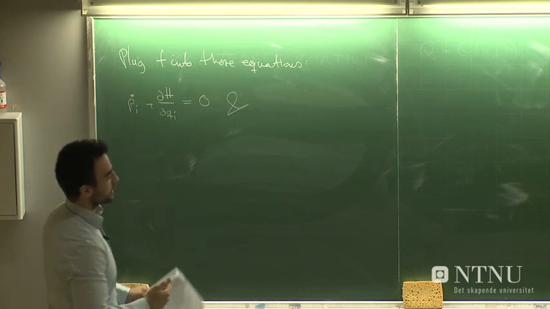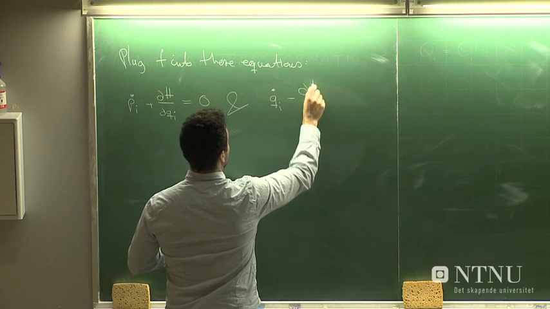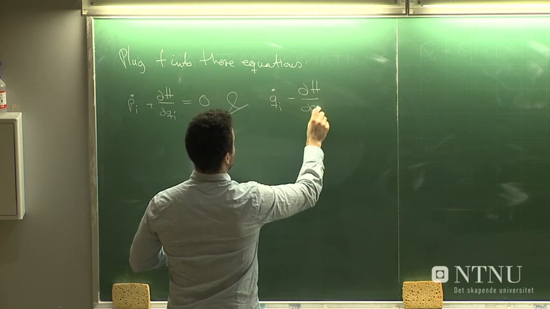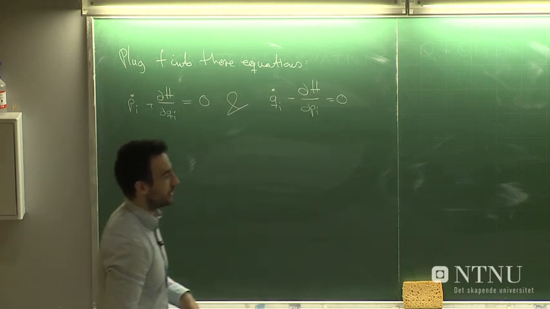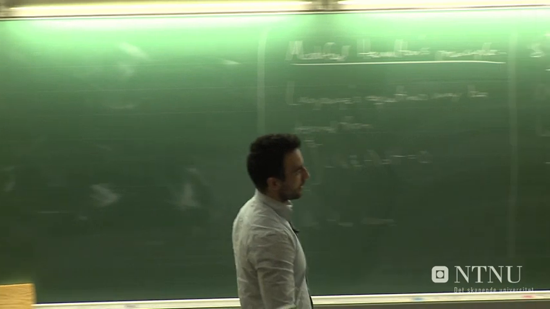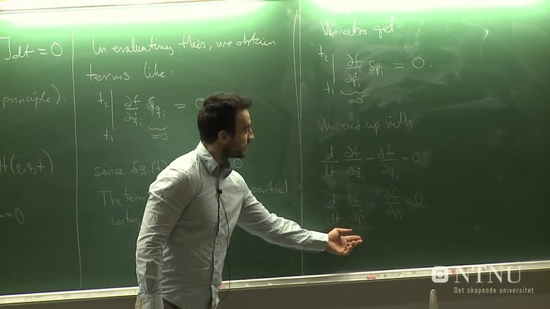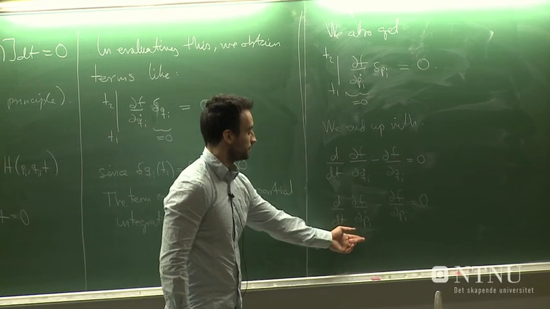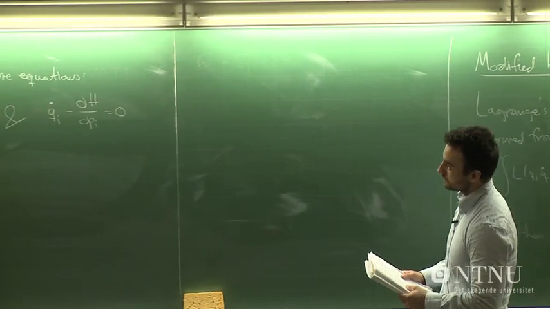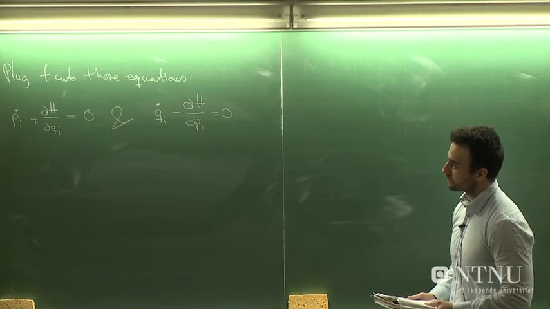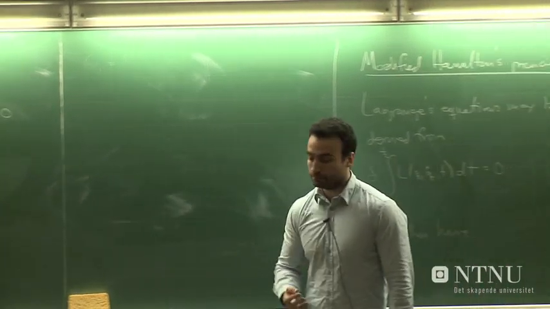And the lower equation gives this, because this first term here is 0, since we have no dependence on p dot. So we have recovered Hamilton's equations.